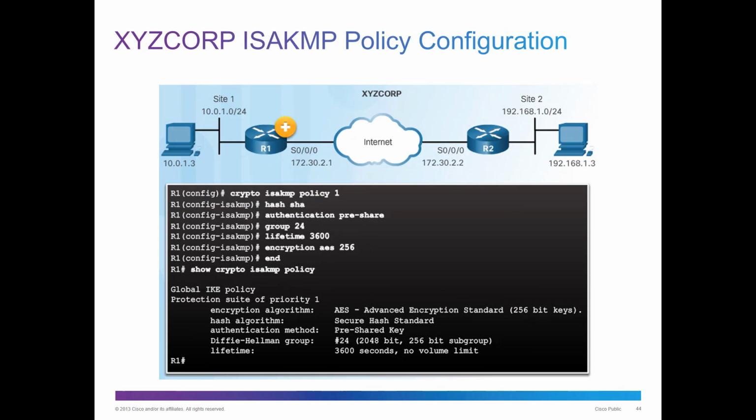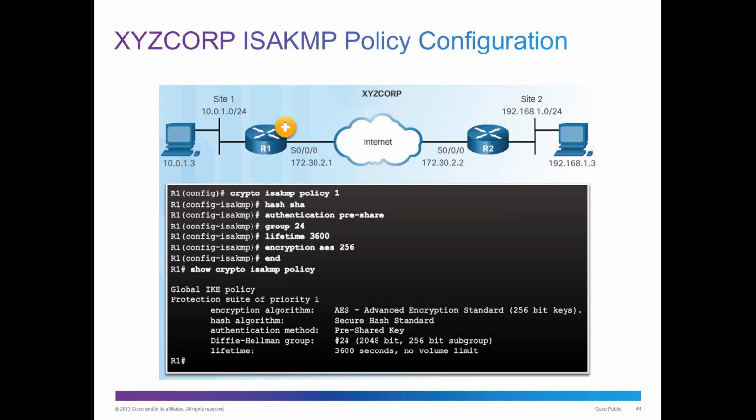Here we're setting a policy of 1. We're setting the hash to SHA. We're setting the authentication portion to pre-shared key, PSK. We are setting the DH group to group 24. We're setting the lifetime. We are setting the confidentiality, aka the encryption type, to AES 256-bit. And that's it. How can we verify our policies? We can do a show crypto ISAKMP policy, and that will show us the values for our policy.